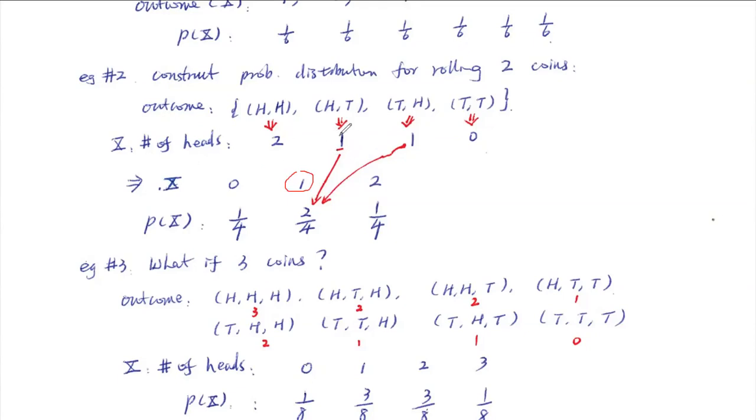So it turns out we have 2 outcomes here that have 1 head, so it's 2/4, right? Similarly, for the number of heads equal to 2, we have 1 case here, so we have 1/4. Everybody, this table, what do we call this table? This table, we call a probability distribution table.